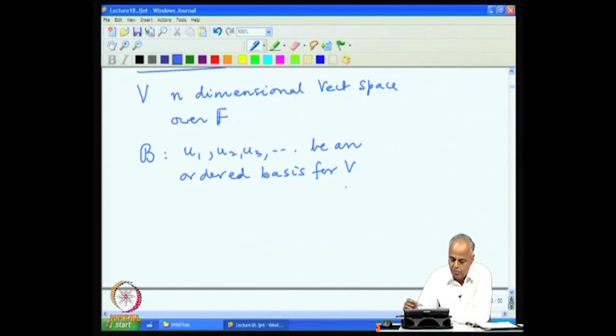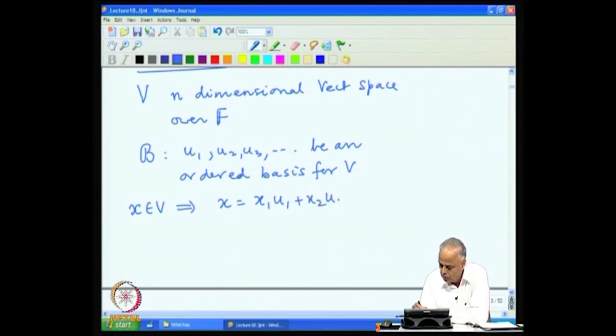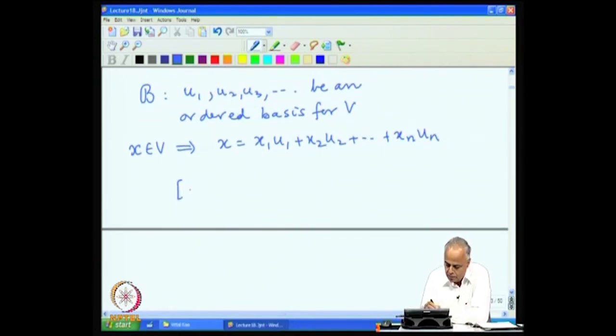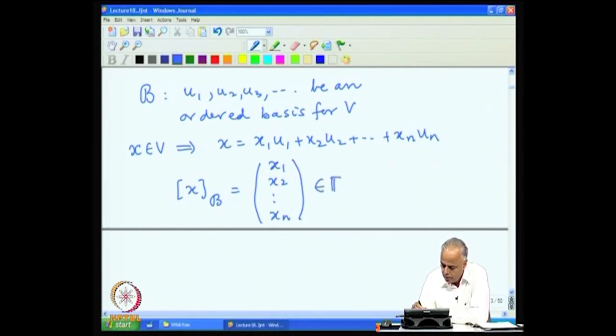So, once we have an ordered basis for V, we knew that any vector x can be expressed as a linear combination of the basis vectors. So, x belongs to V implies x is equal to x1 u1 plus x2 u2 plus ... plus xn un. This led us to the identification of x to a vector x_B, which we define as (x1, x2, ..., xn), which belongs to Fn.